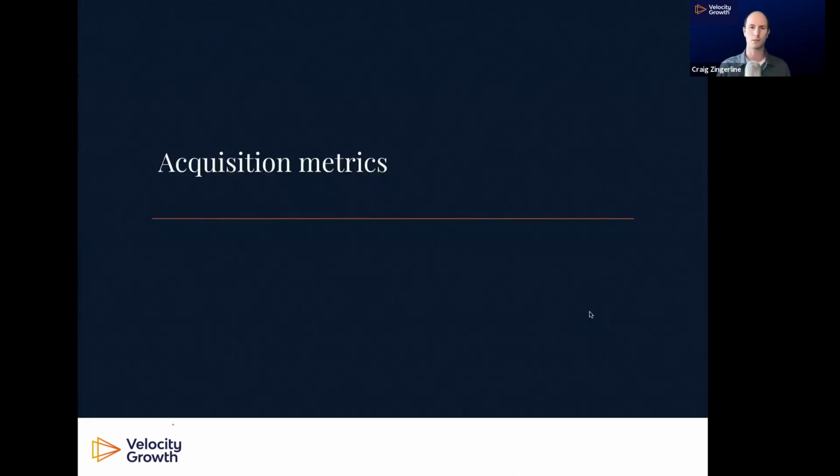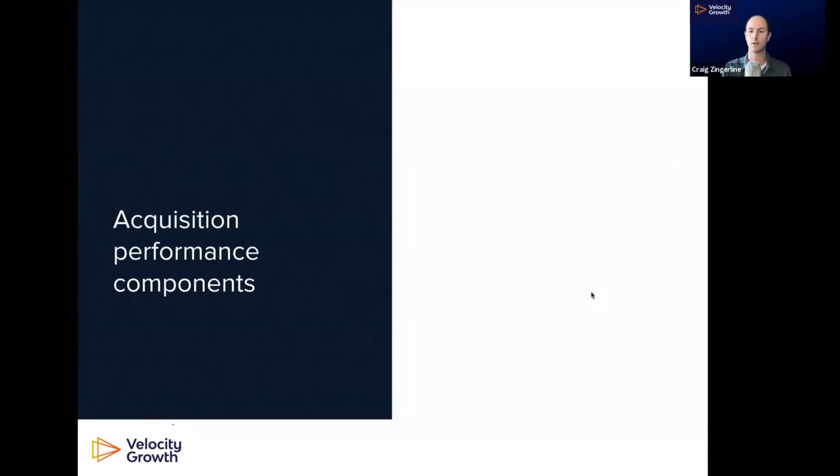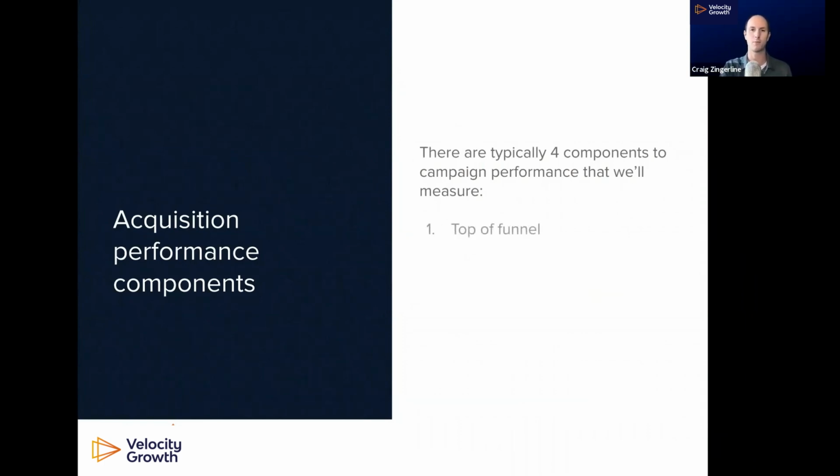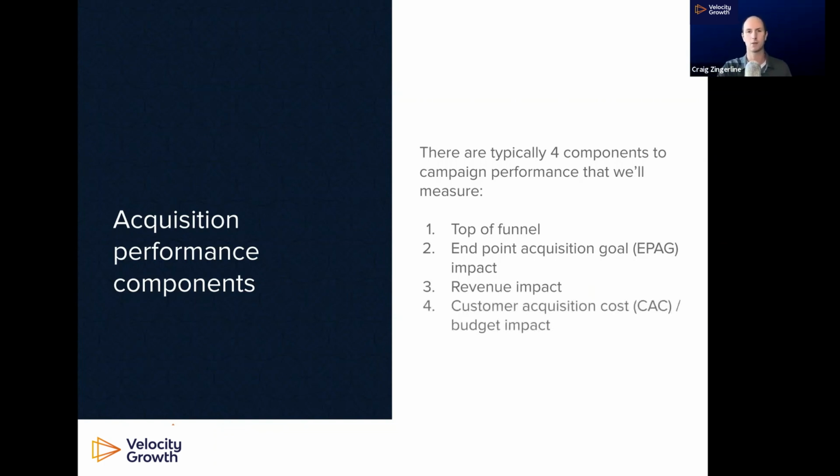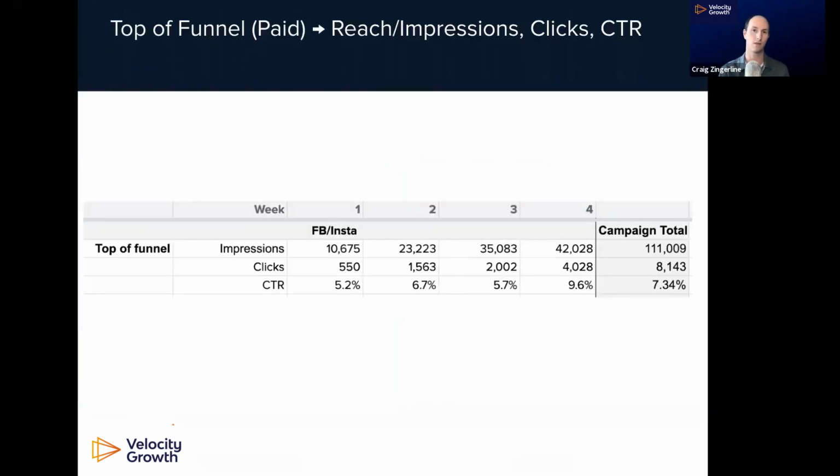So the first area of focus, again coming back to metrics, is around some of the metrics that we care about. When we think about customer acquisition, there are some performance components that we want to dig into and really get to know, to understand what works and what doesn't work for our business. The four components that we're typically going to measure include metrics at the top of funnel. Again, revisiting the EPAG, or your endpoint acquisition goal, that impact between the handoff between acquisition and activation. There's going to be a revenue impact, and then there's going to be a cost impact. So customer acquisition costs and budgets are the two main drivers there. And we'll go into each of these in detail.